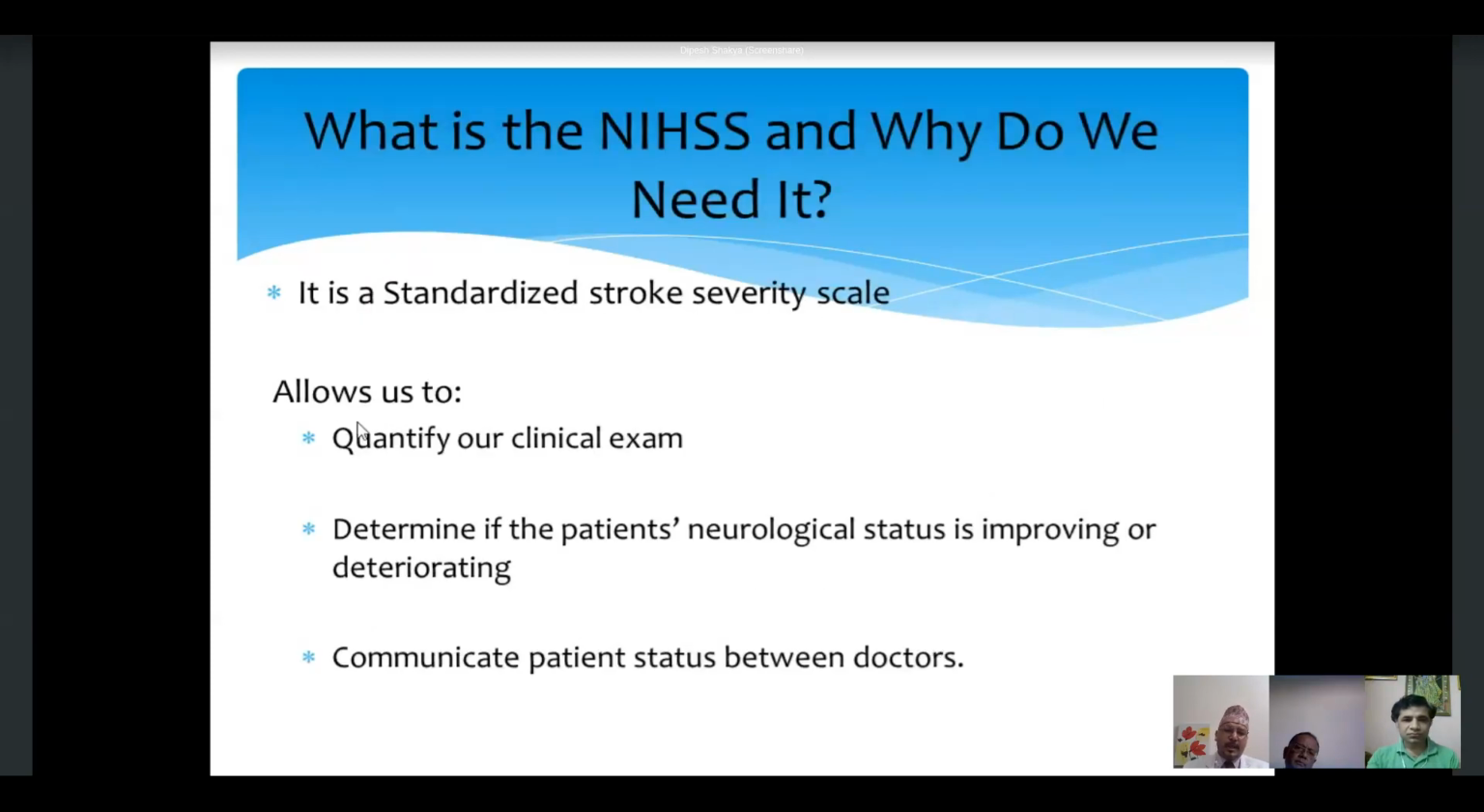So talking about the NIHS scale, it's the National Institutes of Health Stroke Scale. Why do we do it? It is a standardized stroke severity scale. What it does is quantify our clinical examination in terms of numbers. That will help us to communicate between doctors. We tell them this is the NIH score. It also tells whether the patient is neurologically improving or deteriorating.